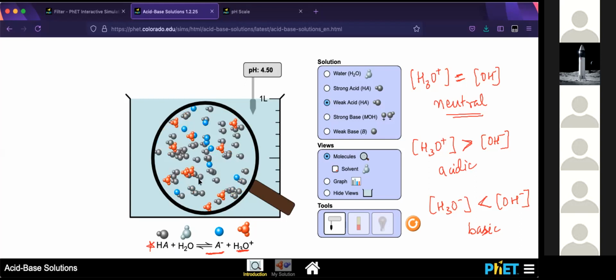Now what do you observe? HA ions are also there. Comparatively lower number of H3O+ ions and anions. Yeah, lower numbers of H3O+ and A-, and more of the HA is there.